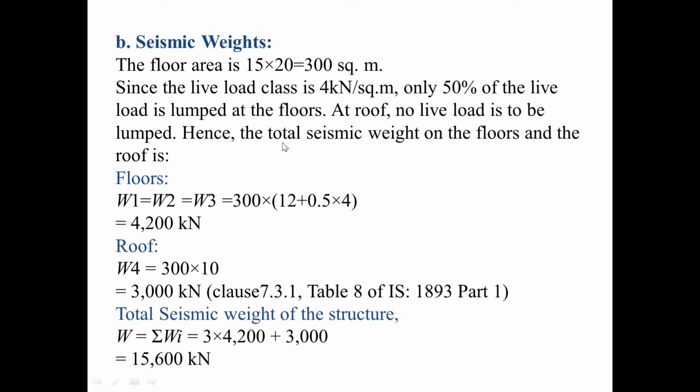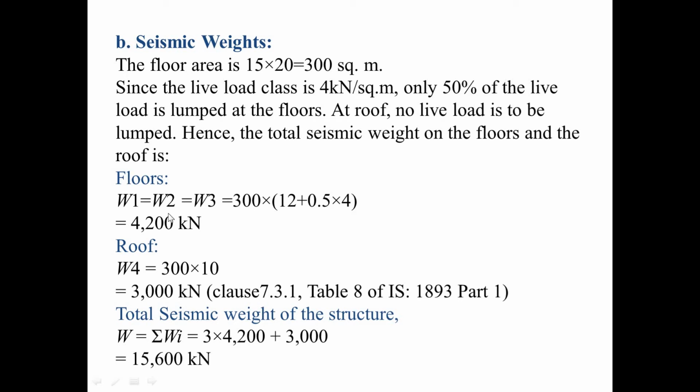So the total seismic weight on the floors will be calculated as W1, W2, W3. These are the floor calculations: 300, the total floor area which we have already calculated, into 12, where 12 is the given load intensity, plus 0.5 into 4, where 0.5 means 50% is considered for the live load case.